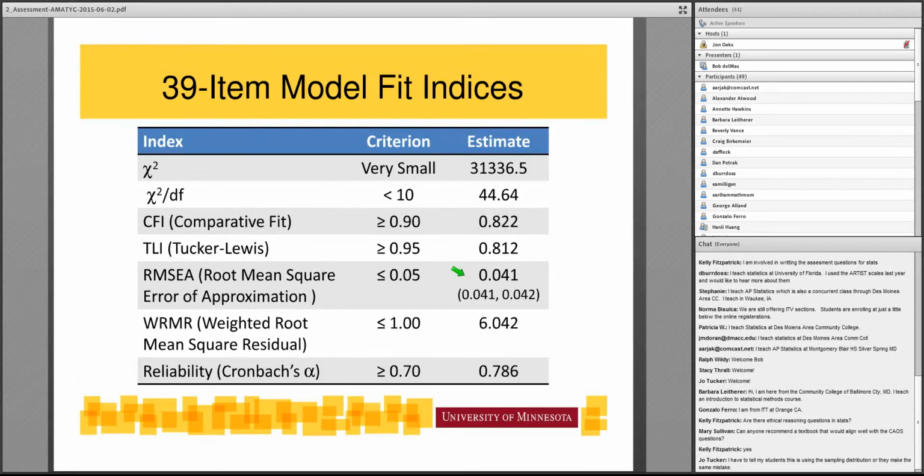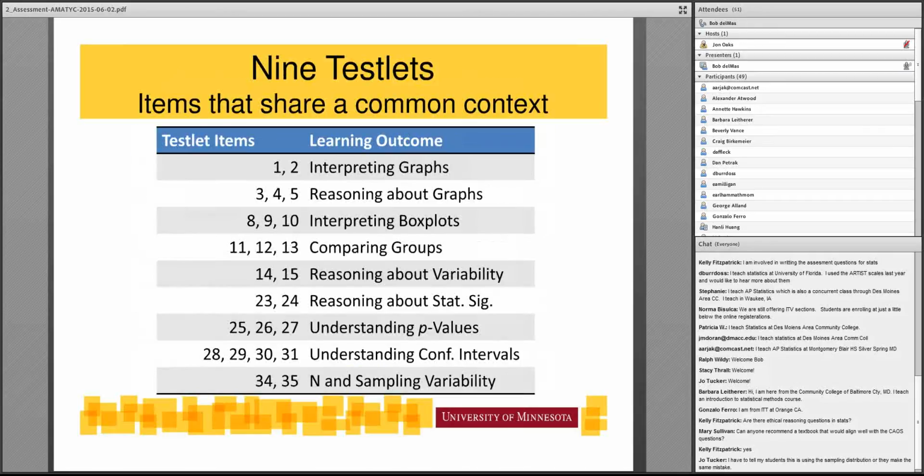Now, one of the reasons that there may not be a good fit is because within this test there are what I'm going to call testlets. They're sets of items that have a common context that's stated, and then several questions that ask questions against that context. And I believe there's, well, I'm just going to count them real quick. There's 9 of these testlets.